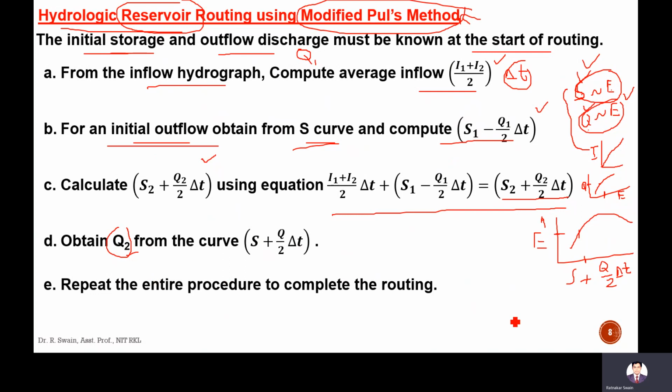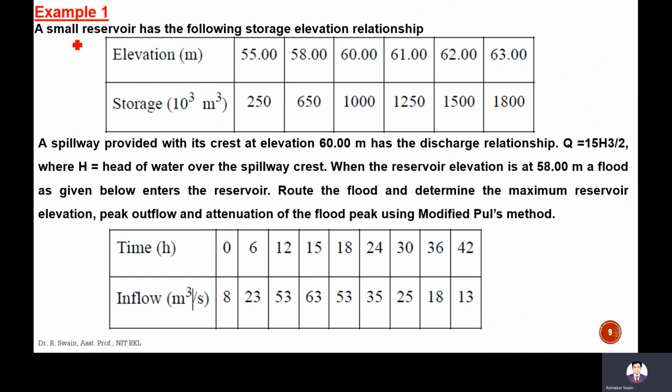Okay, so we'll solve one problem, then whatever doubts there are can be cleared. Here one small reservoir has the following storage elevation relationship. Storage elevation, S versus E, that is given. Means here we can plot S and E easily.